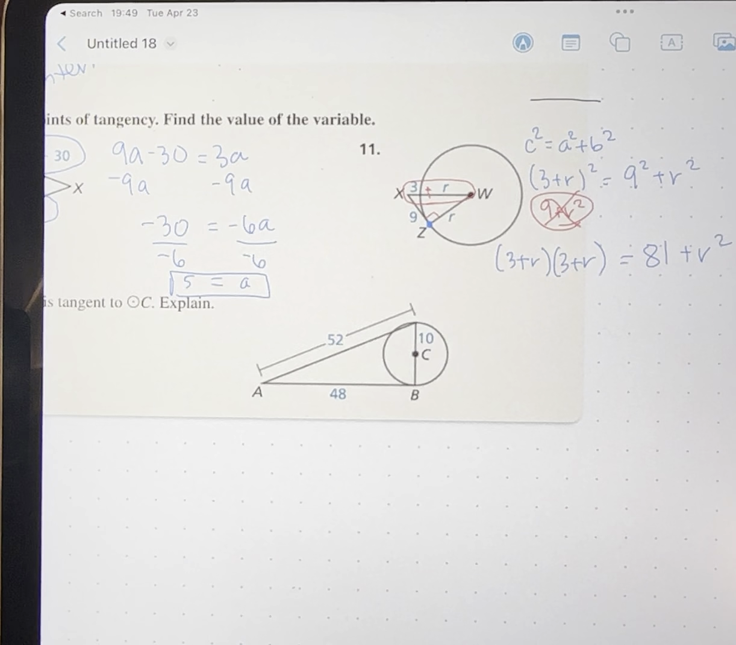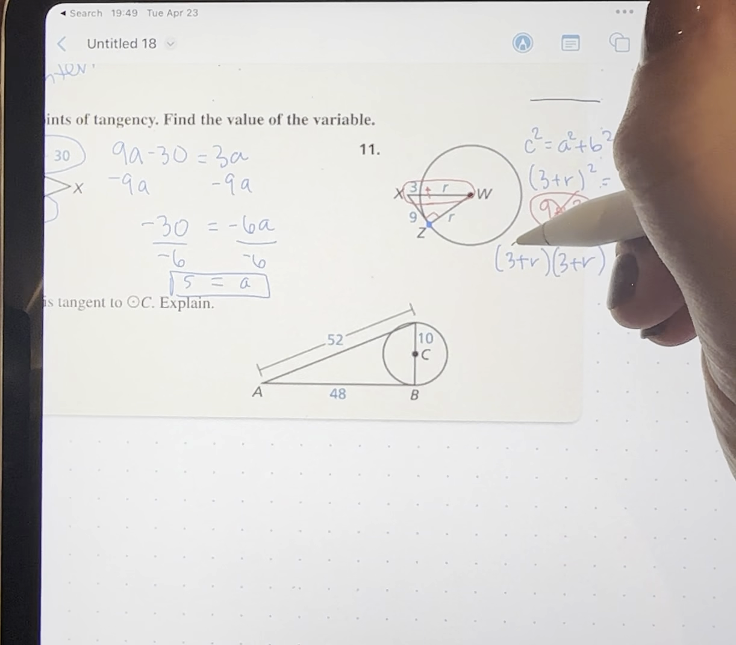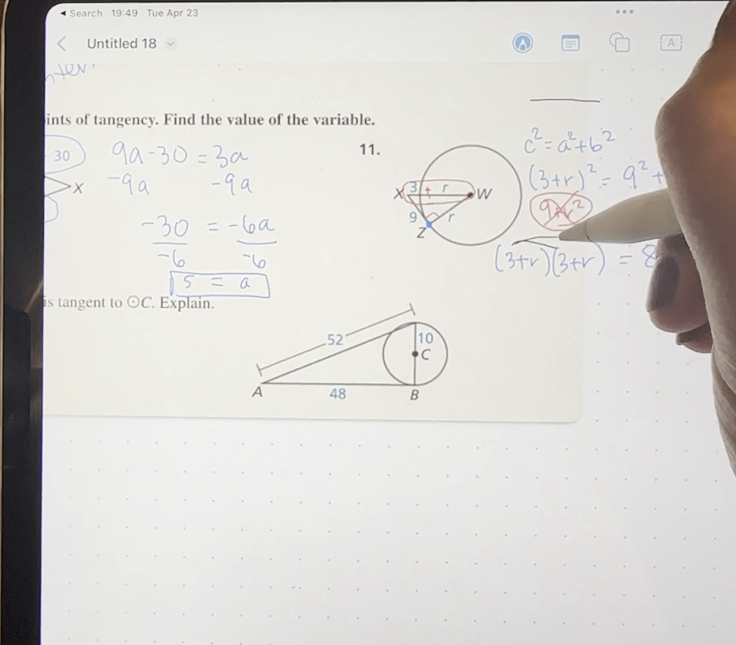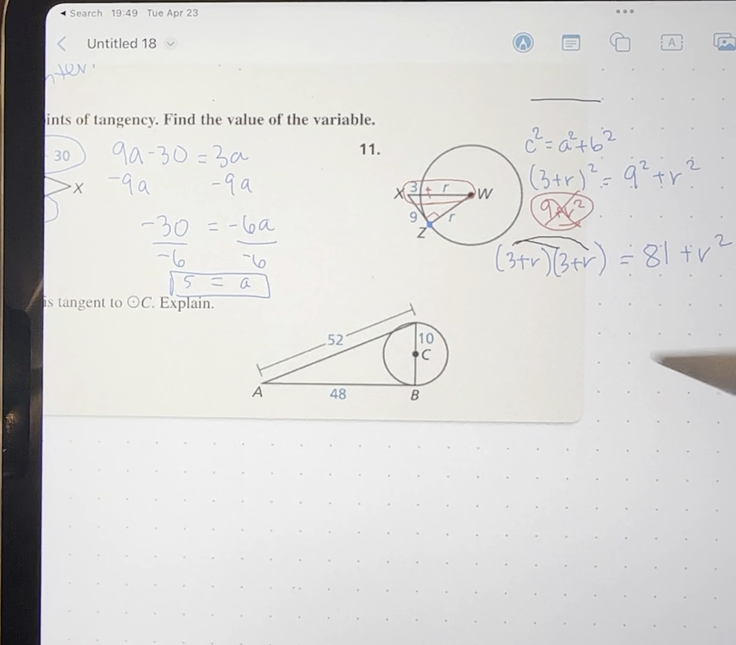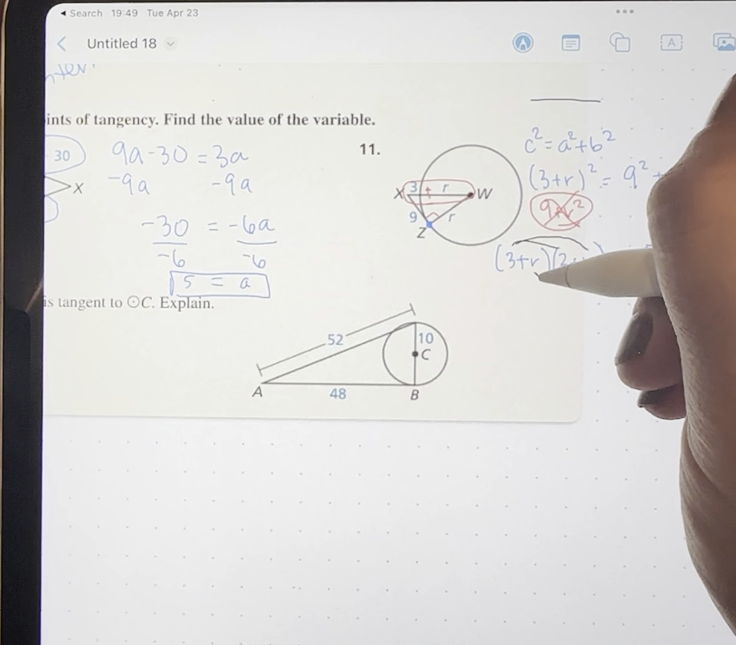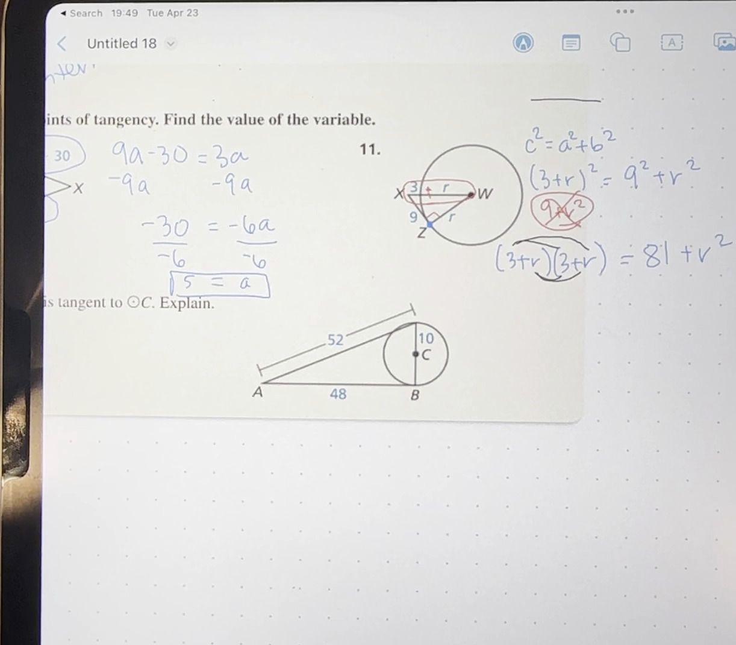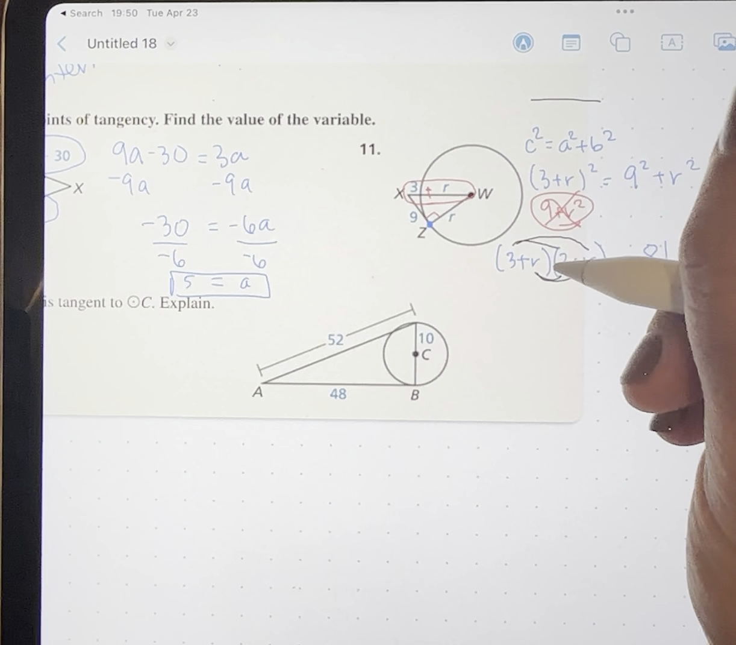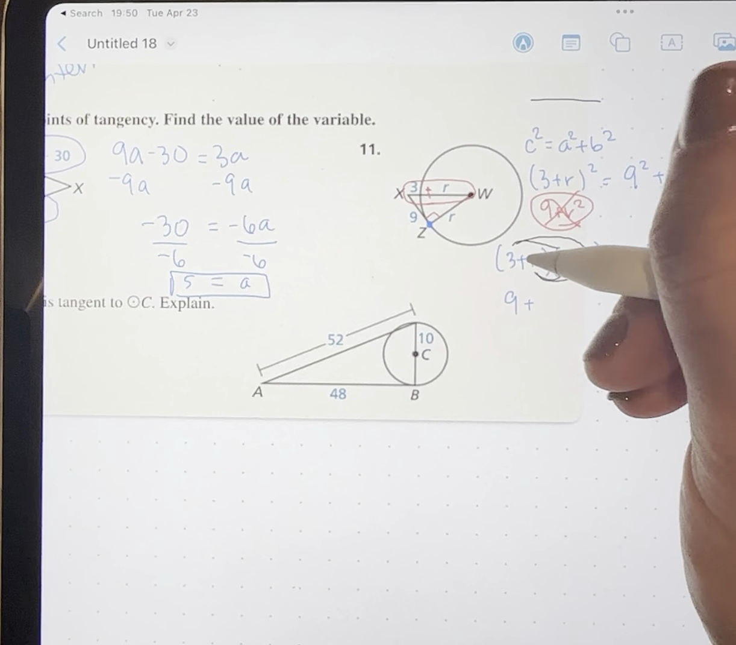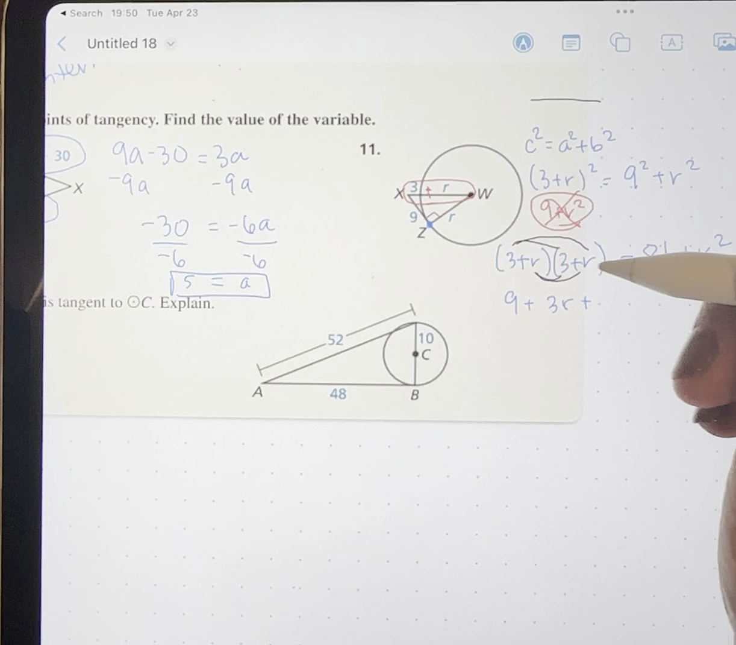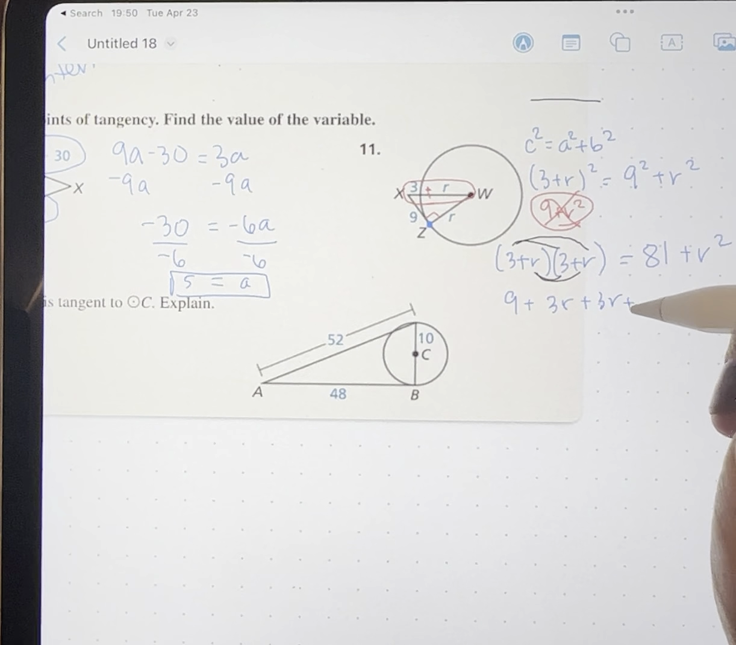And here we've got to distribute. We got to take 3 times 3 and 3 times r. And then we got to do r times 3 and r times r. Or you can do FOIL, first, outer, inner, last. They're both identical. They're the exact same thing. So 3 times 3 is 9. Plus 3 times r, 3r. Plus r times 3, 3r. Plus r times r, r squared. And then this equals 81 plus r squared.